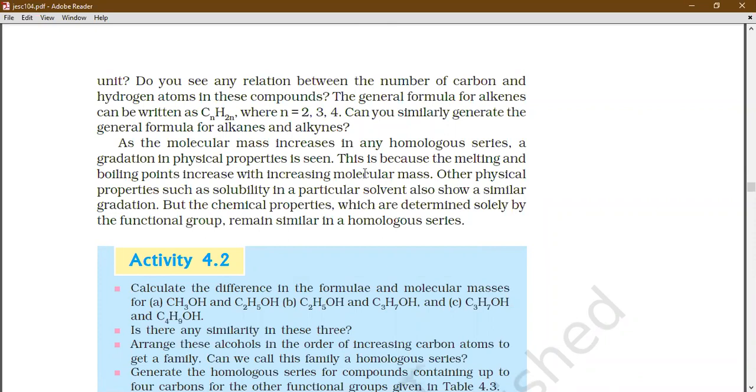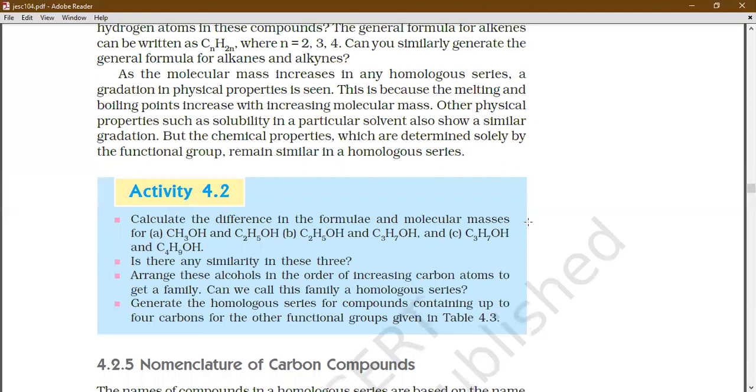As the molecular mass increases in any homologous series, a gradation in physical properties is seen. This is because the melting and boiling points increase with increasing molecular mass. Other physical properties, such as solubility in a particular solvent, also show a similar gradation. But the chemical properties, which are determined solely by the functional group, remain similar in a homologous series.